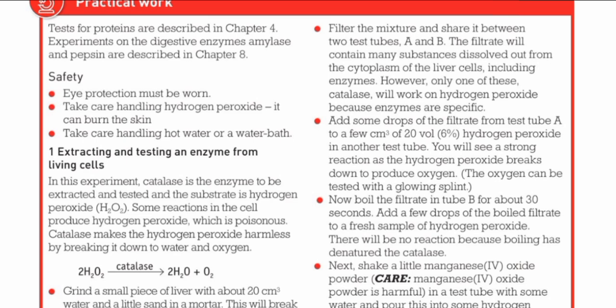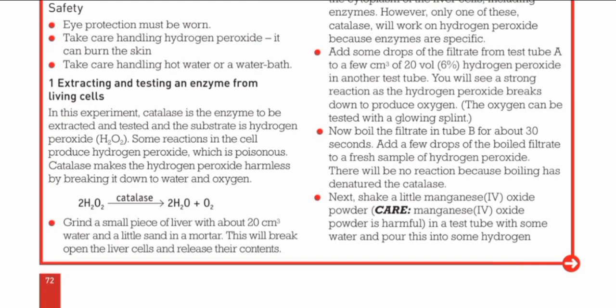Firstly, we'll discuss the safety precautions. Before starting an experiment, safety is very important. Wear eye protection, and handle hydrogen peroxide very carefully because it can burn the skin. And be careful when you are dealing with hot water or water baths.